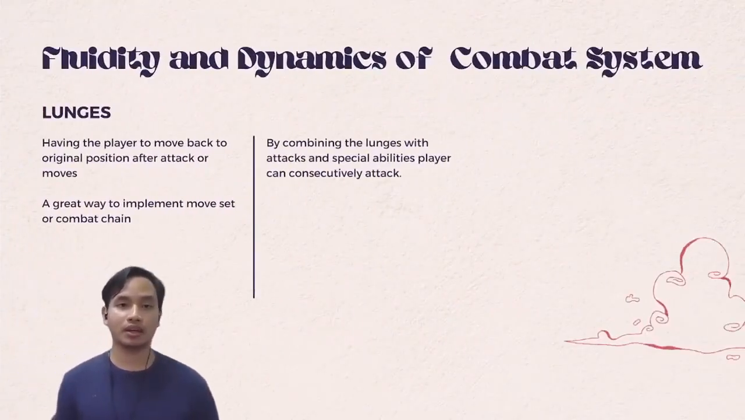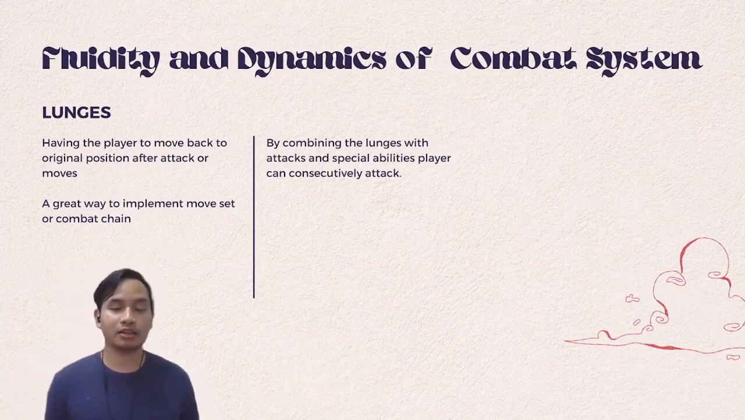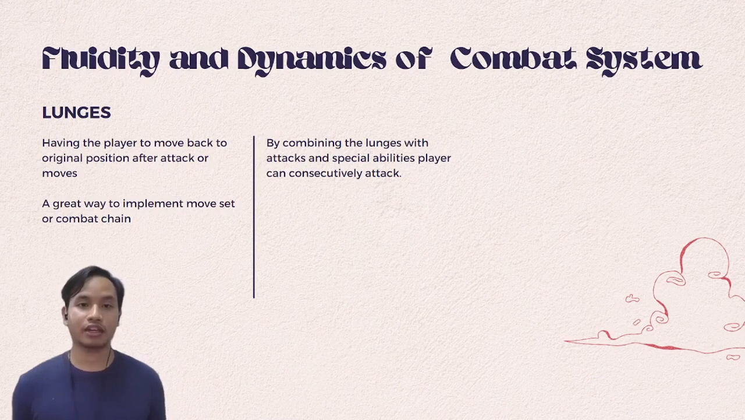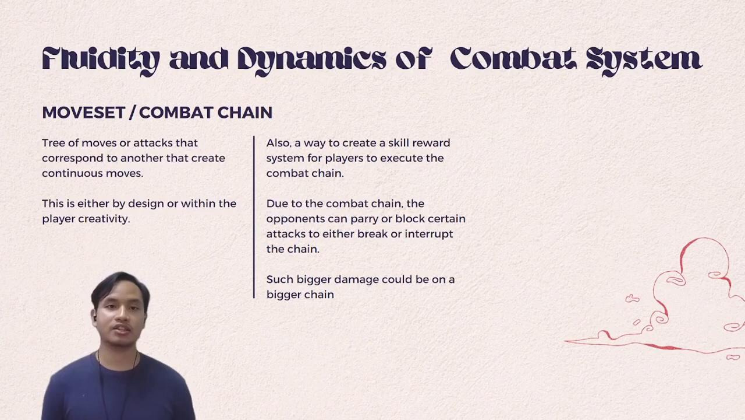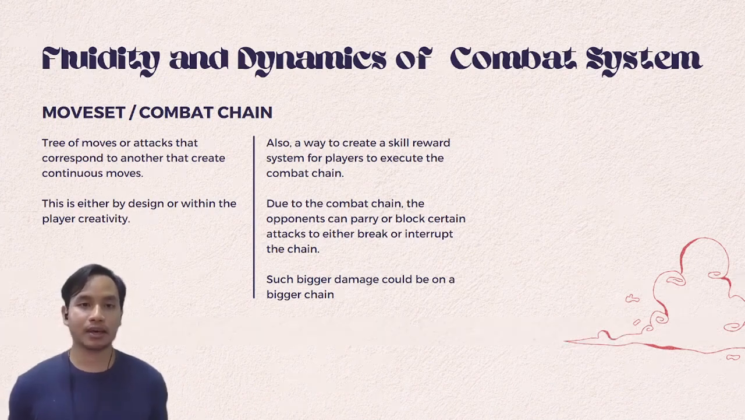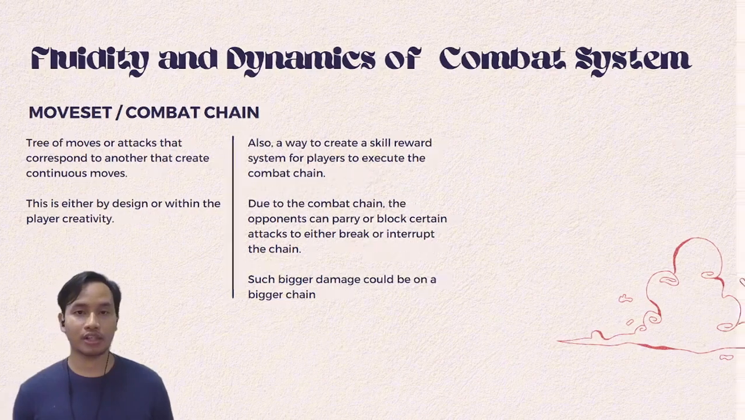By adding lunges, we are able to create a positional advantage by making the player move to the opposite position, and also create a move set for the player. What is a move set? A move set is basically a tree of attacks that can be created if the player creates a very continuous movement, either by design or by the player's creativity. It can create very high damage and can also be blocked or parried during the combat chain.